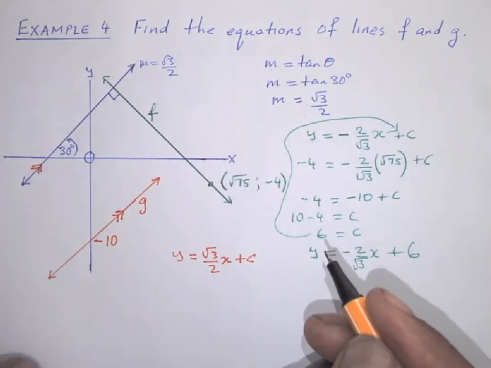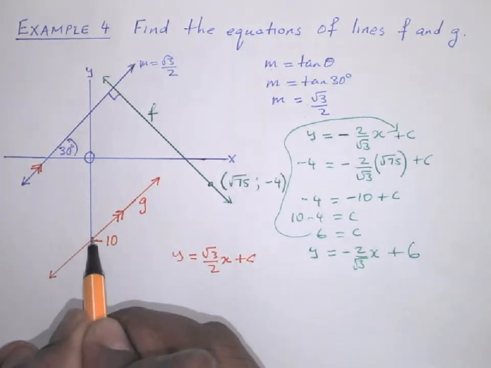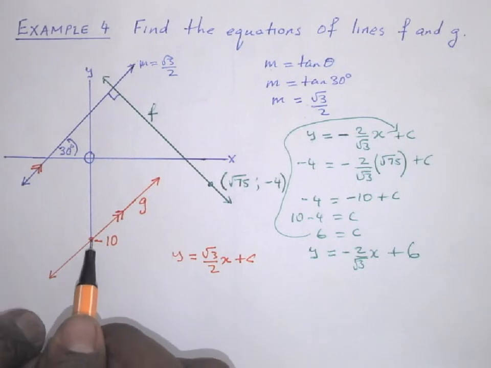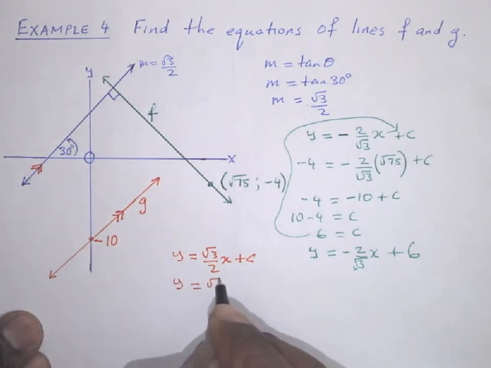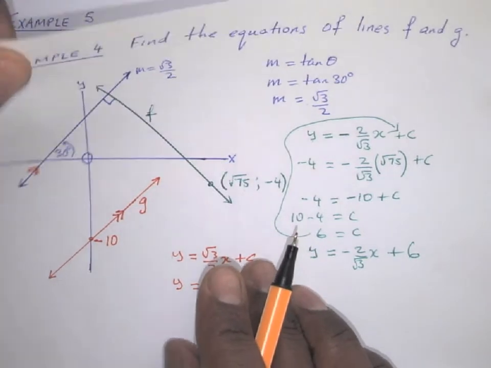Now what is c? C is the y-intercept. If you look at the red line, it's cutting the y-axis at minus 10. So it's exactly that number. So it will be y is equal to square root of 3 over 2 x minus 10. Done.